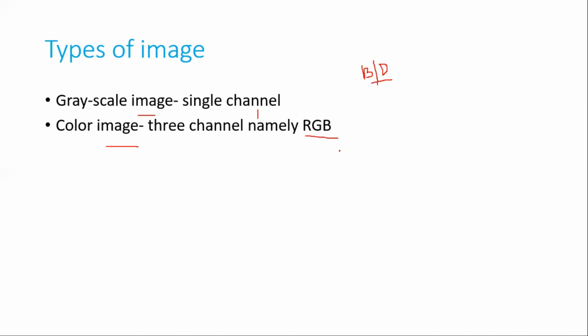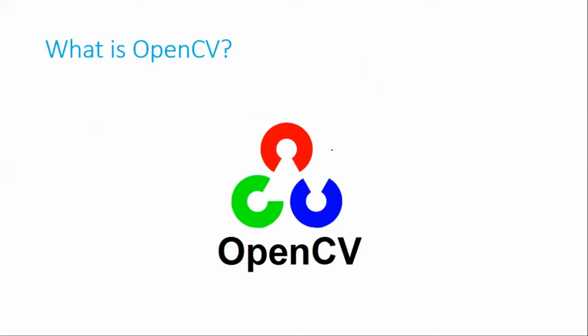Just for today, that is the two types of images. Number one is the grayscale image, which is actually black and white, and the second one is the color image, which we see normally. It is actually 3 channel, namely red, green and blue. These are the channels consisting in a color image.